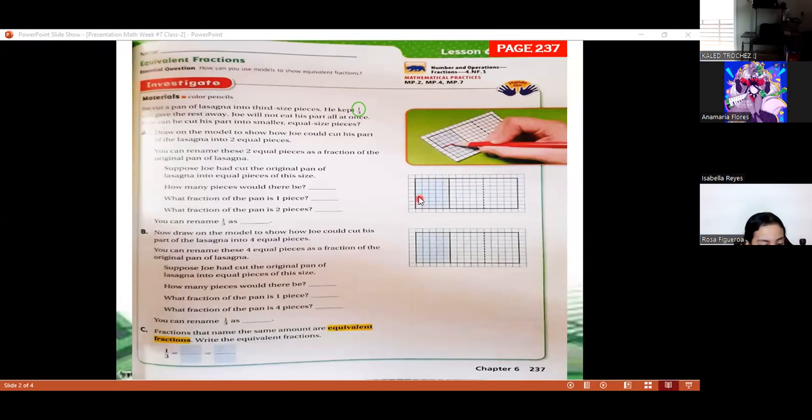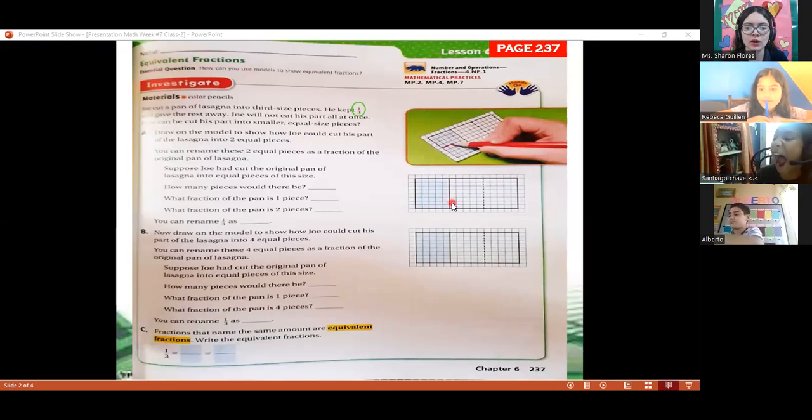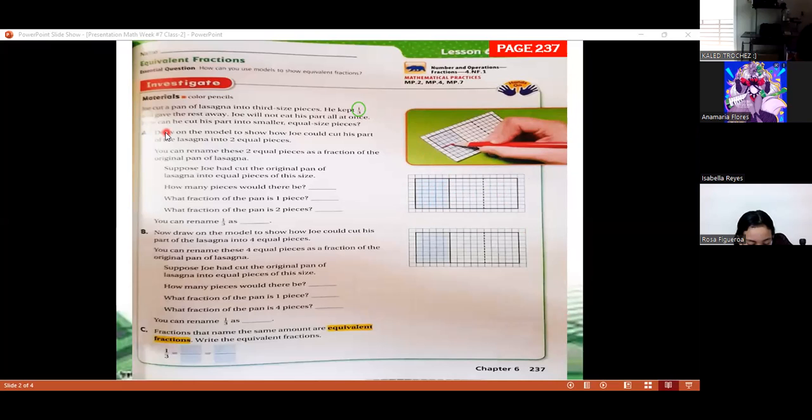So that 1 means that the part I'm taking is just this part out of the 3. That is the numerator. Number 3 is the denominator. It means the number of parts that I'm going to divide the lasagna into. I divide the lasagna into 1, 2, 3 pieces. Now, it says if he wants to cut the rest smaller, equal size pieces, not just in these 3. Now let's help Joe work on this.